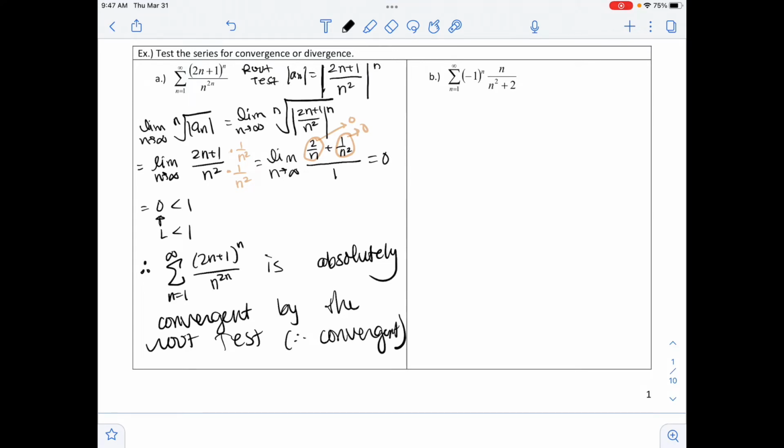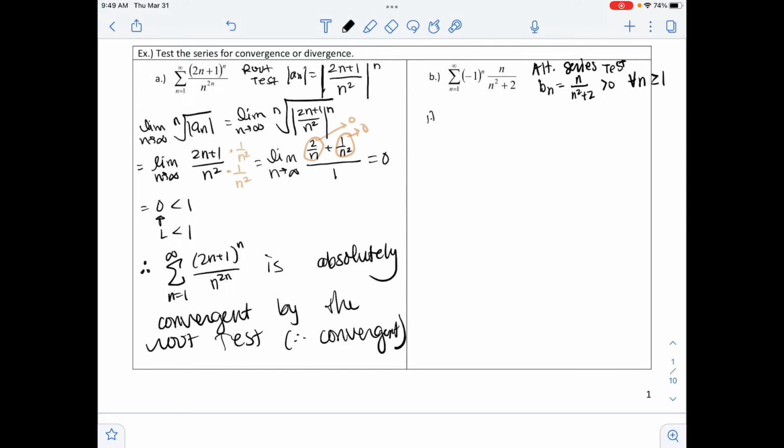B says the sum from n equals 1 to infinity of negative 1 to the nth power times n over n squared plus 2. I notice that this is alternating, so I'm going to consider the alternating series test. To do that, I'm going to look at b sub n, which is just n over n squared plus 2, which is going to be greater than 0 for all n. And again, we're only dealing with n greater than or equal to 1. In order to do the alternating series test, we need to make sure that it is decreasing. So this is not as clear that it is decreasing.